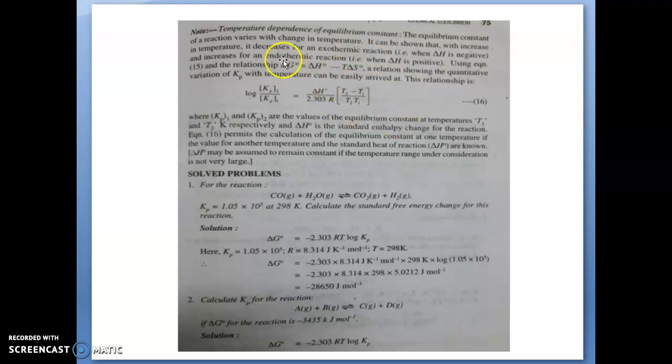When we change the temperature from one temperature to another, we have to integrate, so the second term will become 0. It will be like this: log Kp2 by Kp1 is equal to delta H0 by 2.303 R into T2 minus T1 by T1 T2. By knowing this equation, we can calculate how the equilibrium constant varies according to temperature.